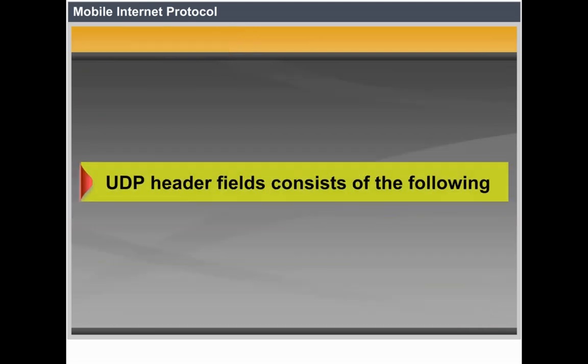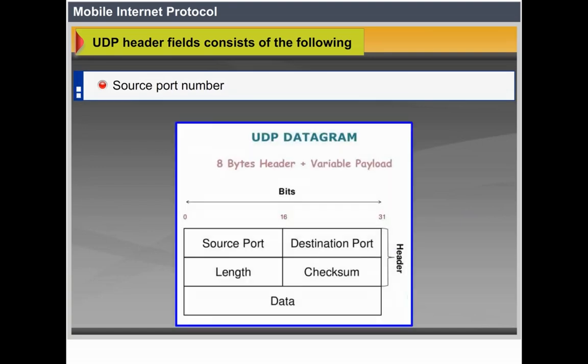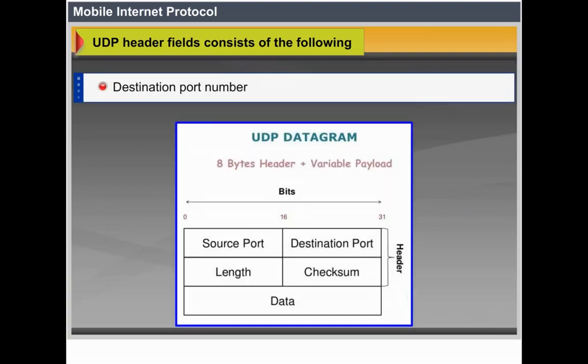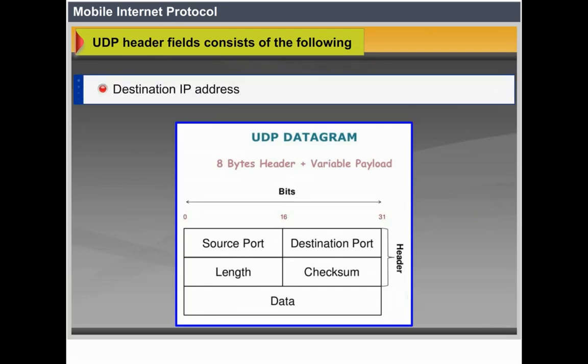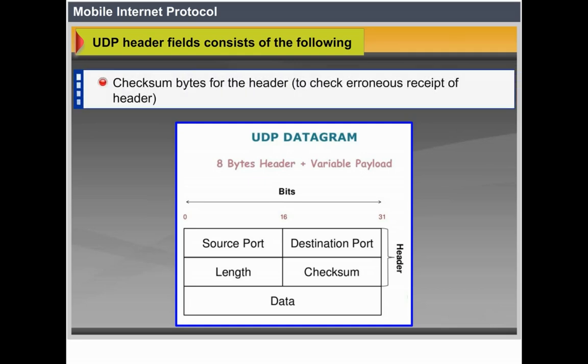UDP header fields consist of the following: source port number, destination port number, source IP address, destination IP address, length of data, and checksum bytes for the header to check erroneous receipt of header.